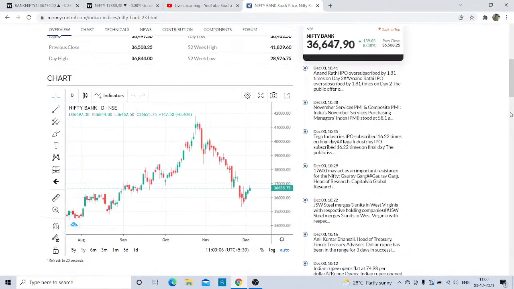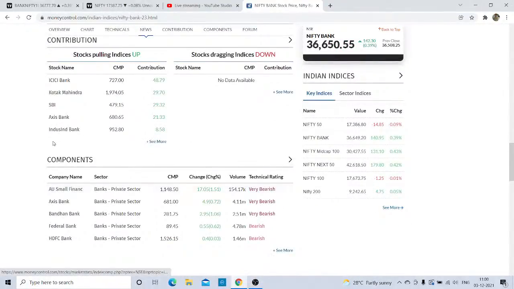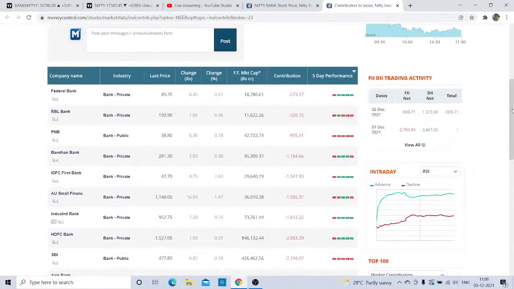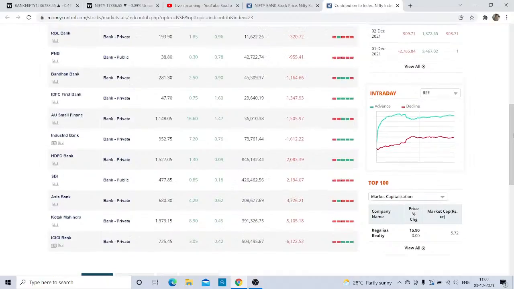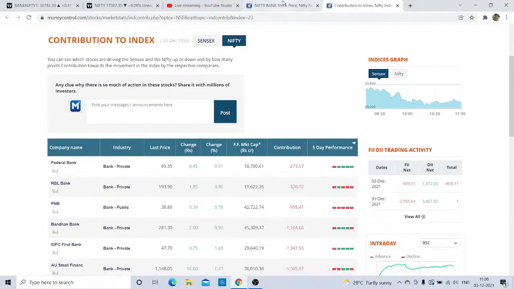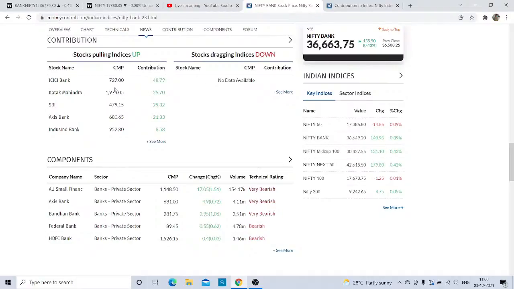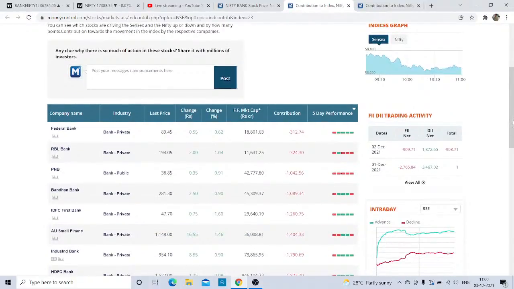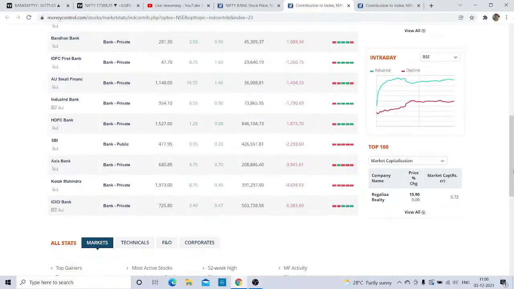Let's check it in Moneycontrol. You see the contribution. ICICI Bank, Kotak is up, SBI, Axis, they're all moving up. See the down indices in Bank Nifty today: Federal Bank, RBL.